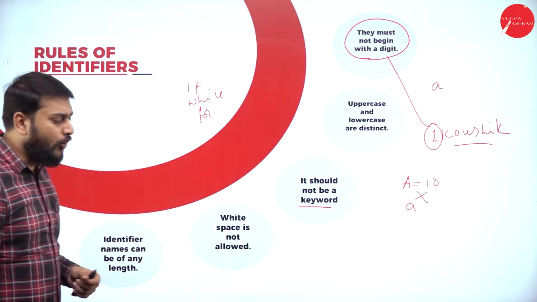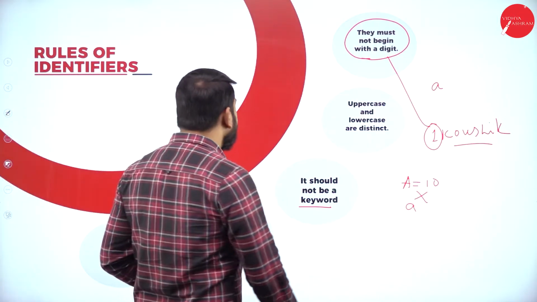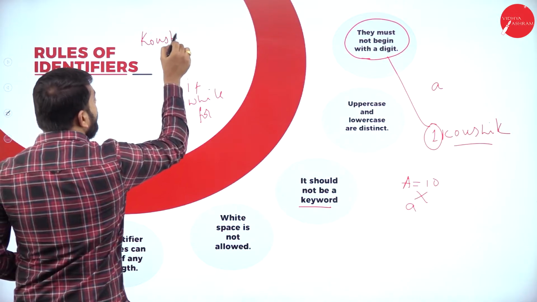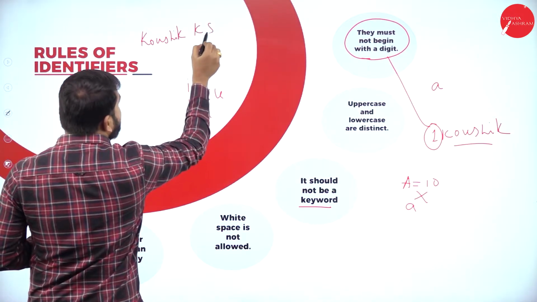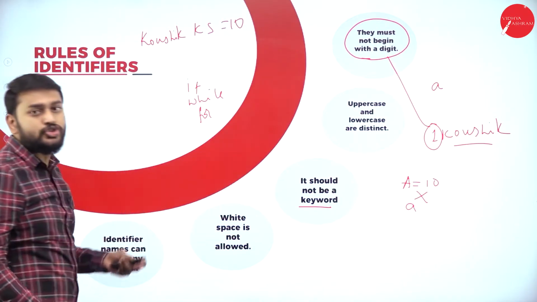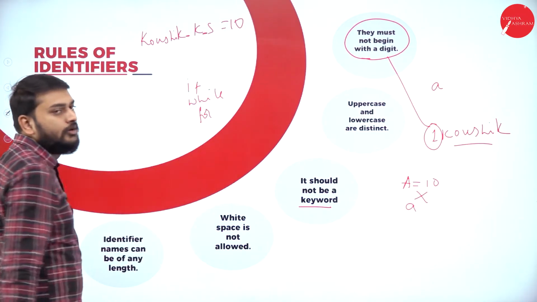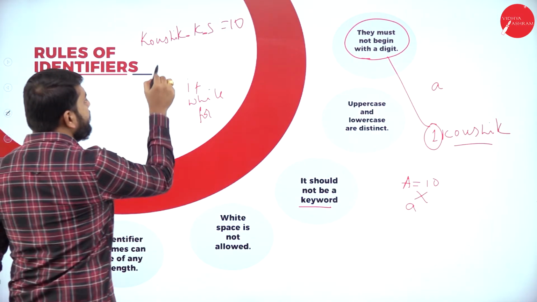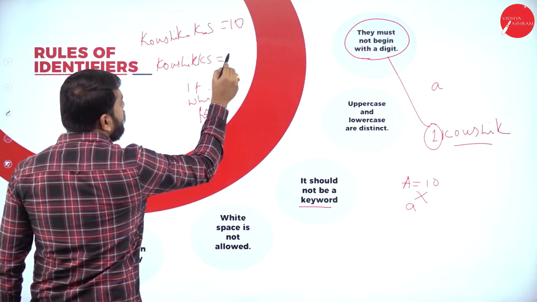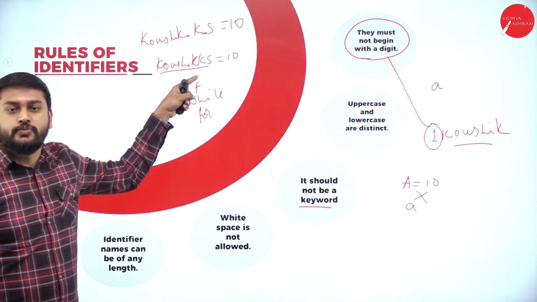What is the next one that I have? White space is not allowed. Say for example, I create a variable like this, Kaushik, space, KS, is equal to 10. Can I write like this? No, you cannot, because I'm using a white space here. Suppose I write Kaushik KS is equal to 10 without the space. Can I write like this? Of course you can, because I'm not using the white space.